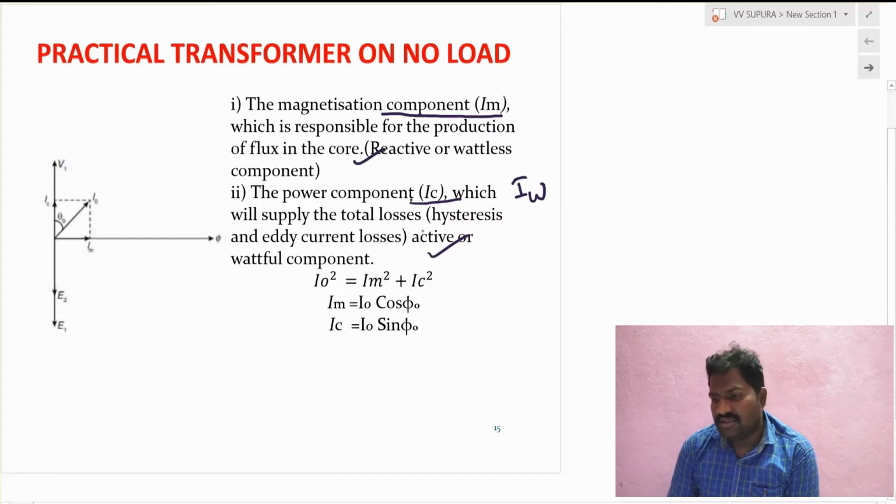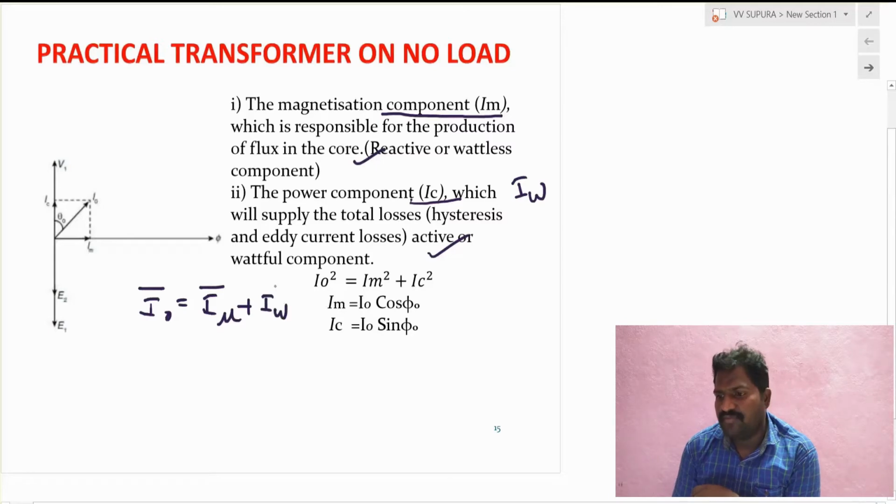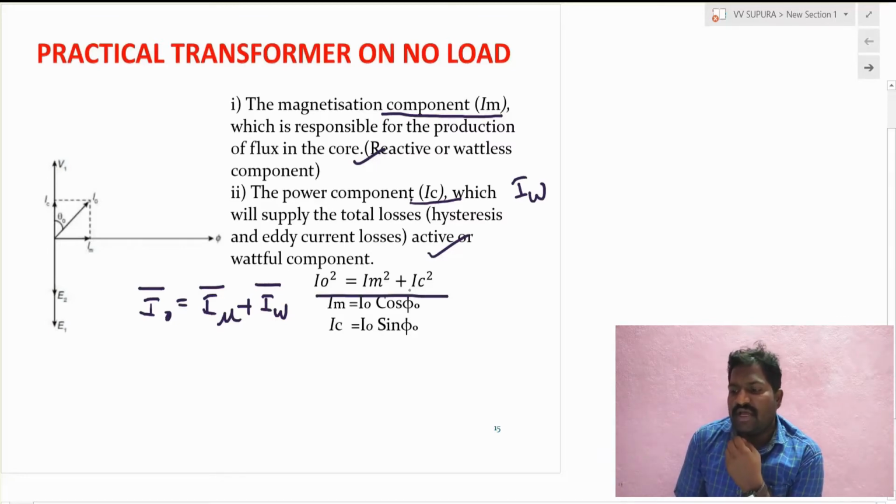So these are the vectors. I can write I naught is equal to I mu plus IW. In magnitude, I naught square is equal to Im square plus Ic square. If I draw a phasor diagram when the transformer is on no load condition, I take the flux phi as the reference.